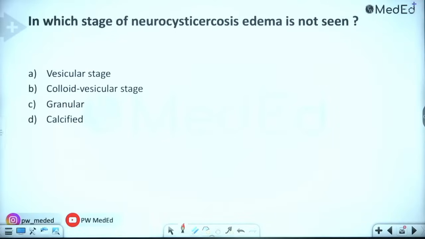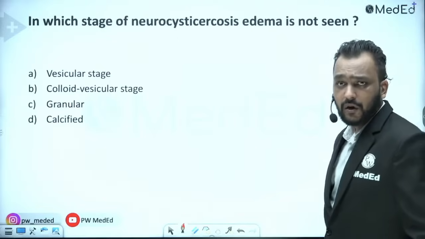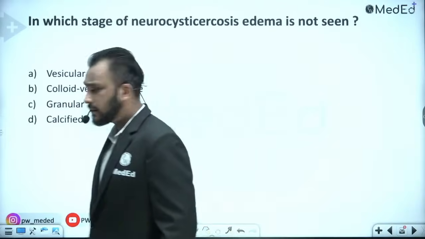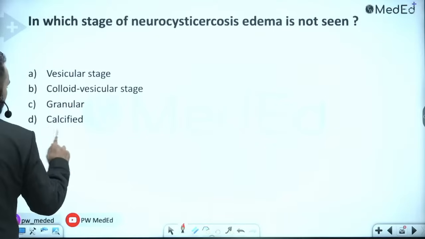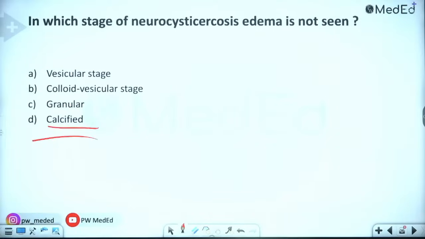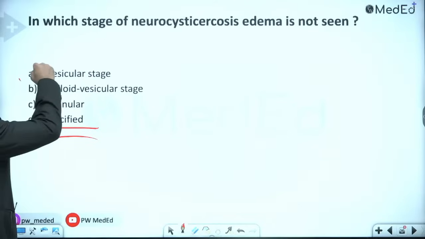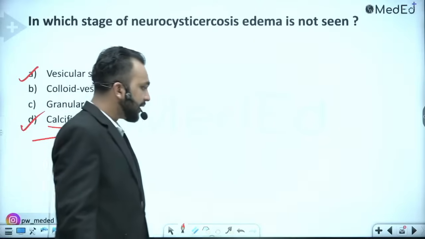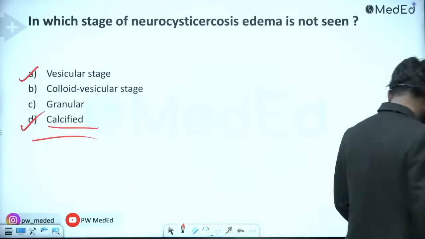In which stage of neurocysticercosis is edema not seen? Vesicular stage, colloidal vesicular stage, granular stage, or calcified stage? Anyone in the comment section? It is the first stage and the last stage, that is the vesicular stage and the calcified stage. You will not see any edema.